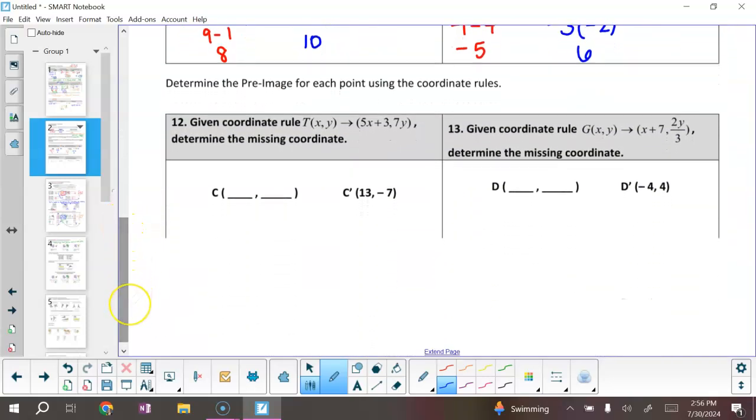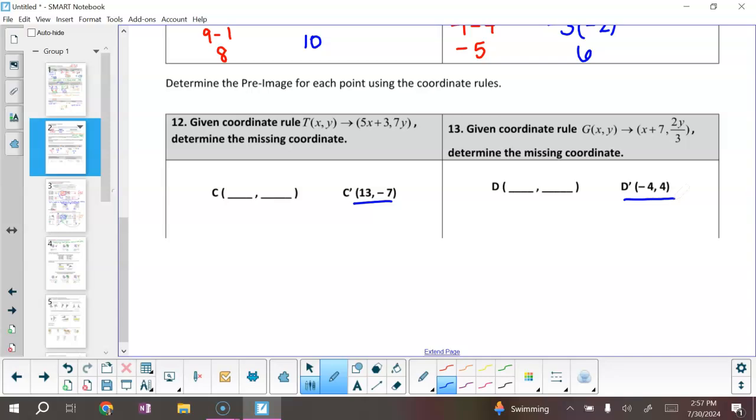All right, if you look at the last ones here, these are written a little bit differently. See how they're kind of switching it on us? They're not giving us the original point. They're giving us the coordinate rule, and they're giving us the new point. How do I know that? Because over here where it says C prime or D prime, that's the coordinate that they have listed for me. So this is where I ended. This is my output, my image. What I need to figure out is what was the pre-image. Where did it start? So we've got to go backwards a little bit.